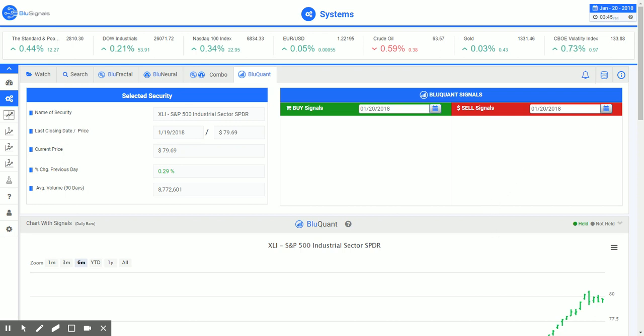When the signals come, they're highly relevant. They don't come 20, 30 signals a day that overwhelm the user. They are curated, specific, highly probable signals, again, generated from our proprietary systems, and then further scrutinized for the probability of success that meets a very high threshold that we set for BluQuant.